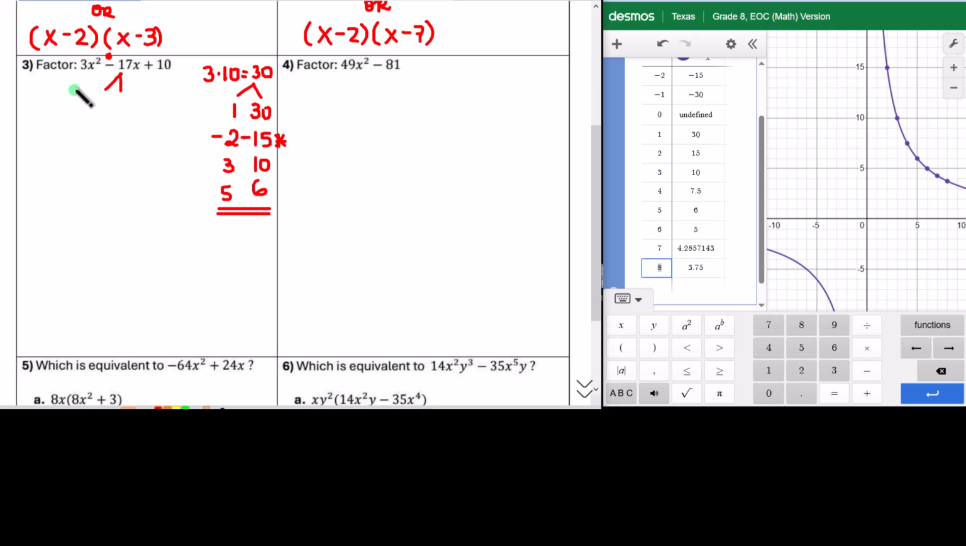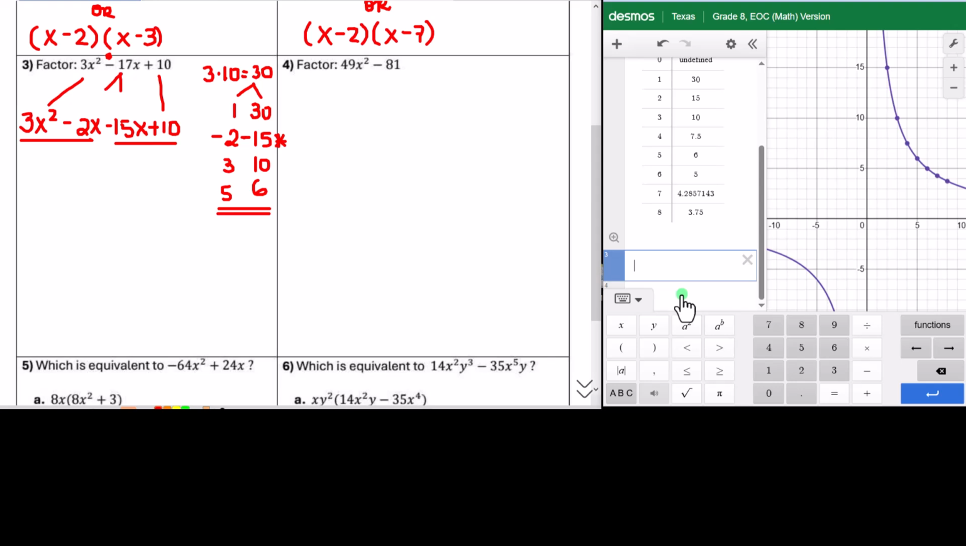Final check, is a negative times a negative equals a positive? The answer is yes. So that means I'm going to bring down the 3x squared. I'm going to rewrite negative 15 using the numbers that I found: 2x minus 15x. And then I'm going to bring down the 10. Now I'm going to pair them up. And then I'm going to use my GCD. So let's go ahead and go to GCD.